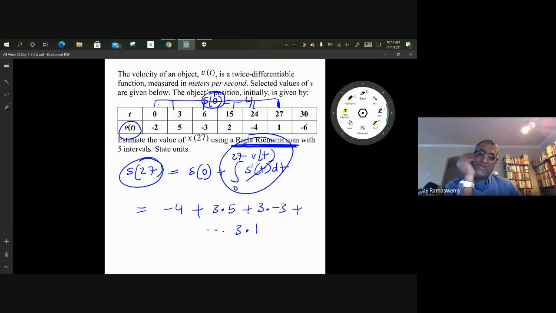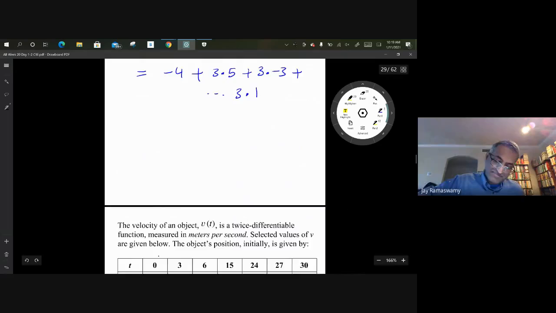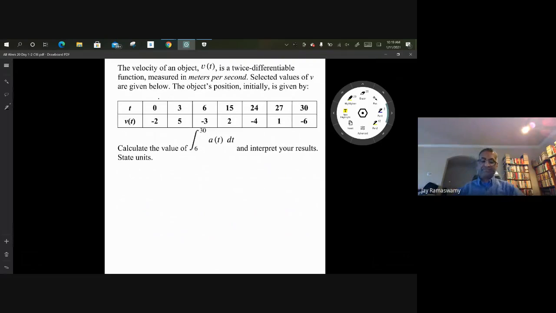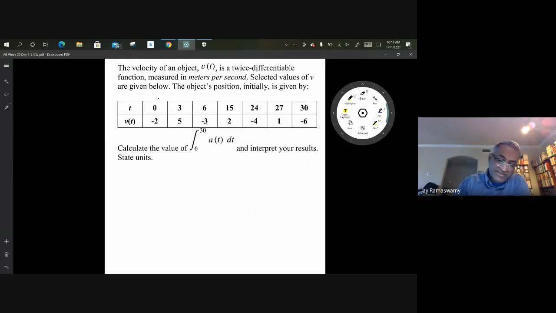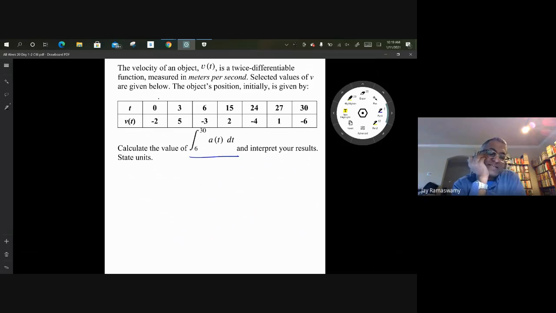Is this fairly straightforward? You see how I'm combining the net change corollary with Riemann sums? I'm kind of tying up concepts. Okay, next. Next page, please. Copy down this. This is page 30. Repeat, page 30.